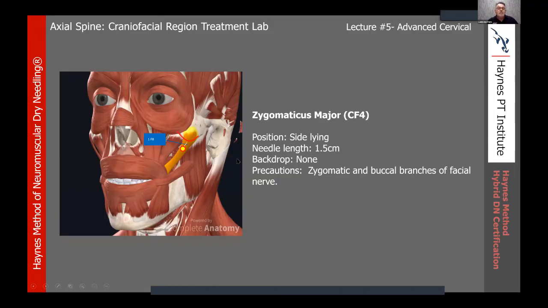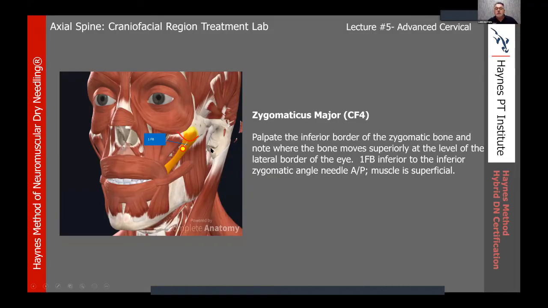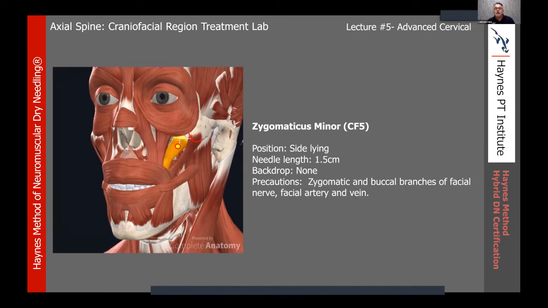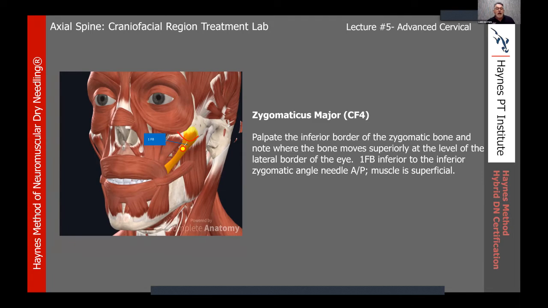For zygomaticus major, we're going to find the arch of the zygomatic, the inferior border of the zygomatic bone, and then we're going to move 1 finger breadth medially and distally, or 1 finger breadth inferior to the inferior zygomatic angle. Here, you probably won't feel backdrop. Needle is just going to be maybe 1.5 for the zygomatic.